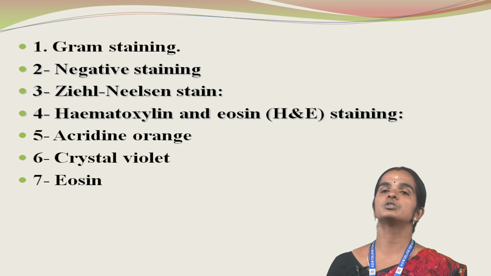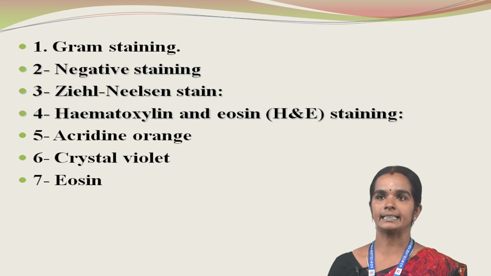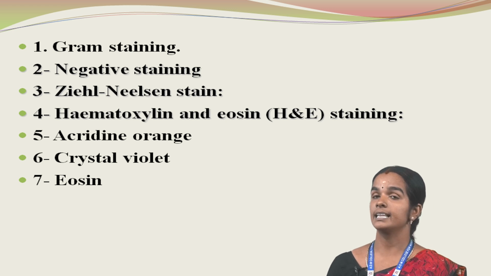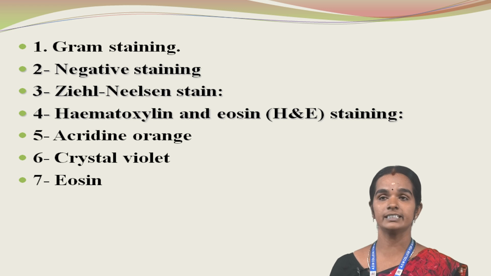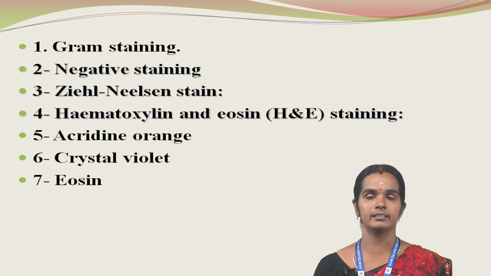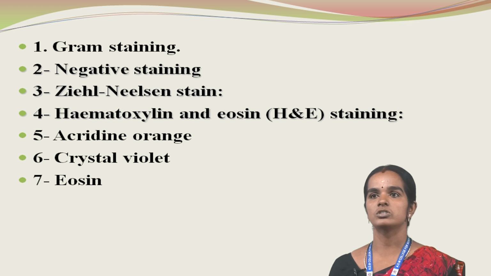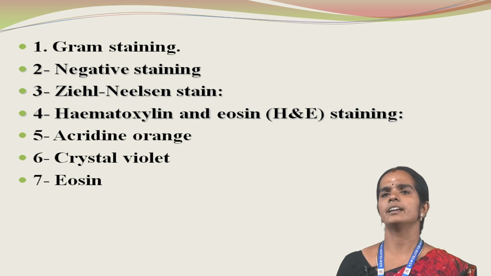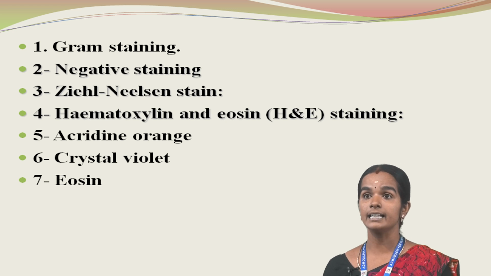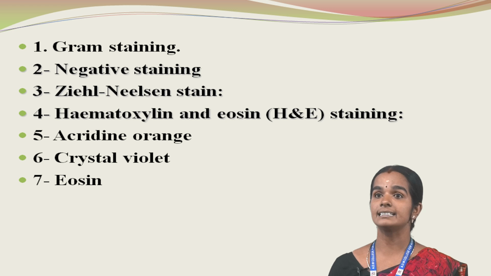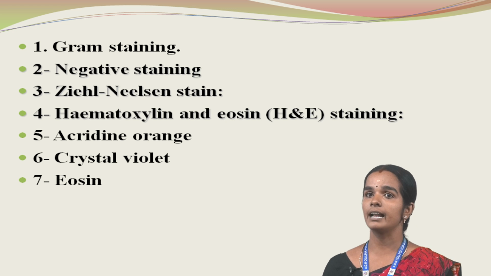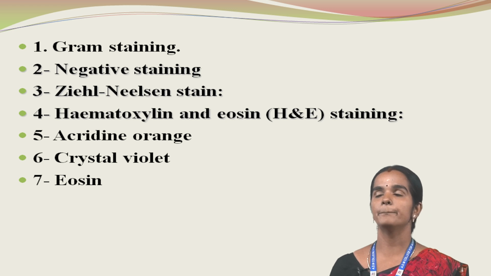This is used to stain species of Mycobacterium tuberculosis that do not stain with standard laboratory staining procedures like gram staining. The stains used are the red-colored carbol fuchsin that stains the bacteria, and a counterstain like methylene blue.